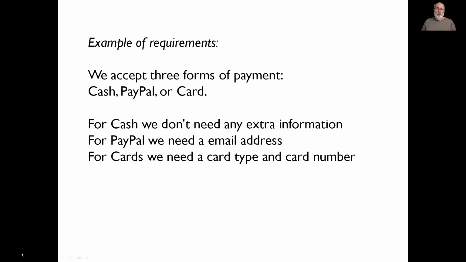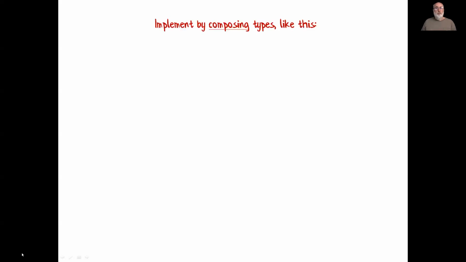So here's an example of how I might actually do this. I might say that we have requirements to accept 3 forms of payment: cash, PayPal, credit cards. And for PayPal, we need an email address. And for credit cards, we need card type and card number and all the other information. So how would I model this in F#? Well, I would use this compositional approach, right?